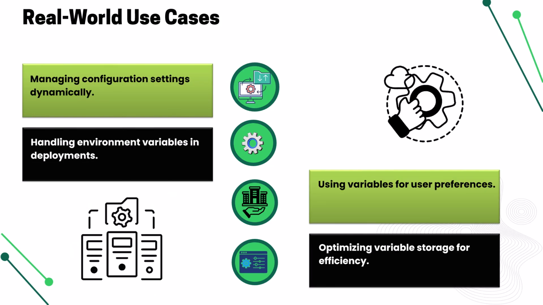Variables make life easier. Dynamic configurations save you from hard-coded disasters. Environment variables help deployments run smoothly across different setups. User preferences stored in variables mean personalized experiences. And lastly, optimizing storage ensures efficiency, because nobody likes bloated, sluggish applications.